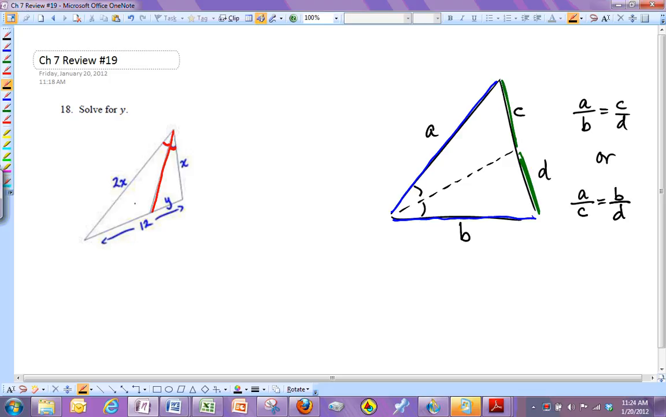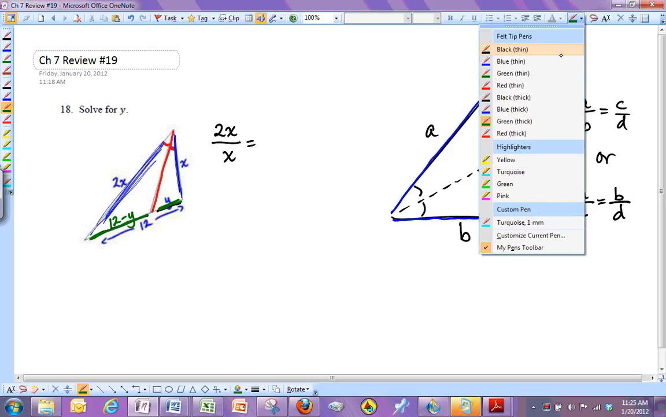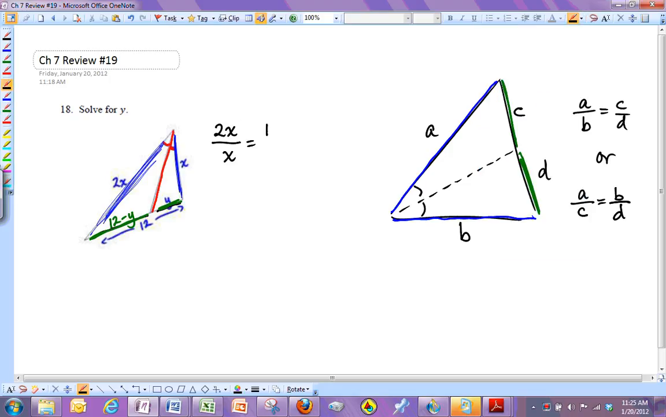So if we go back to the original picture, you could set up a couple of things. You could set up 2x over x equals this length here over y. Here I'll color these. In this case, these would be our blue sides, and down here would be our green sides. One there, one there. And this part would be 12 minus y, the whole thing minus the part on the side. So 2x over x is going to be the same thing as 12 minus y over y.